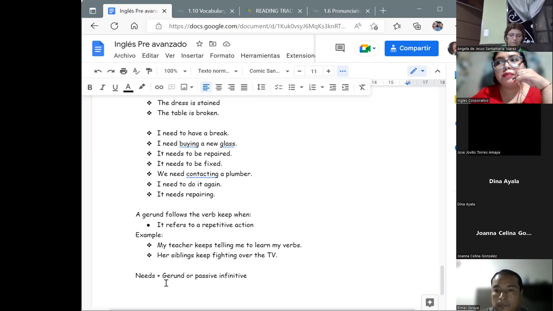But you have two different options to write your ideas. One is with gerund and the other one is with passive infinitive. So you need to remember that they have the same meaning, but with a different way of writing. So these two sentences have the same meaning. We're going to see the example to understand better this use of those structures.